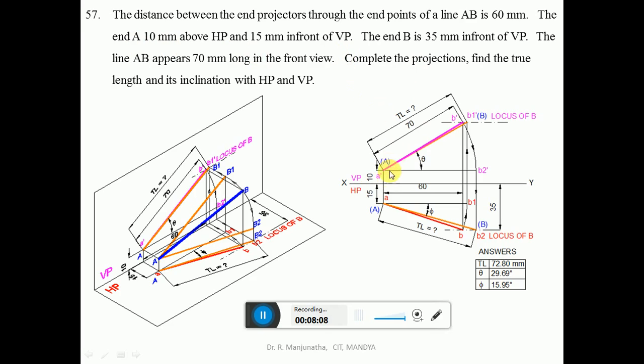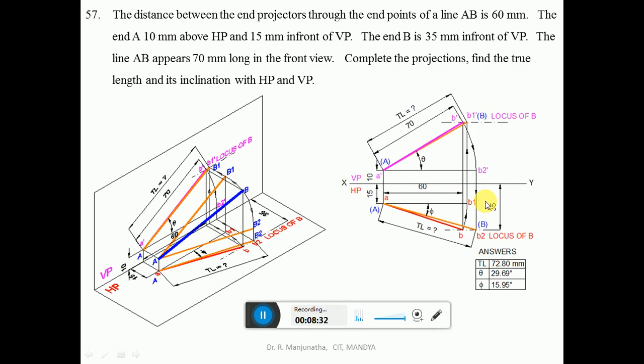So from the XY line you measure 10 mm above HP, because the image is seen in the vertical plane. The vertical plane is above the XY line, so draw a horizontal line. Then similarly, 15 mm in front of VP is seen in the horizontal plane. So from the XY line we measure a distance of 15 mm in front of VP, which will be on the horizontal plane. Then draw a horizontal line.